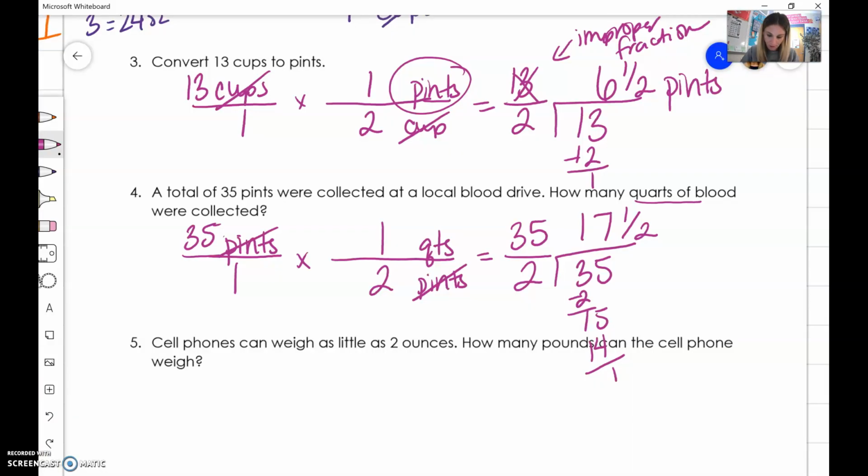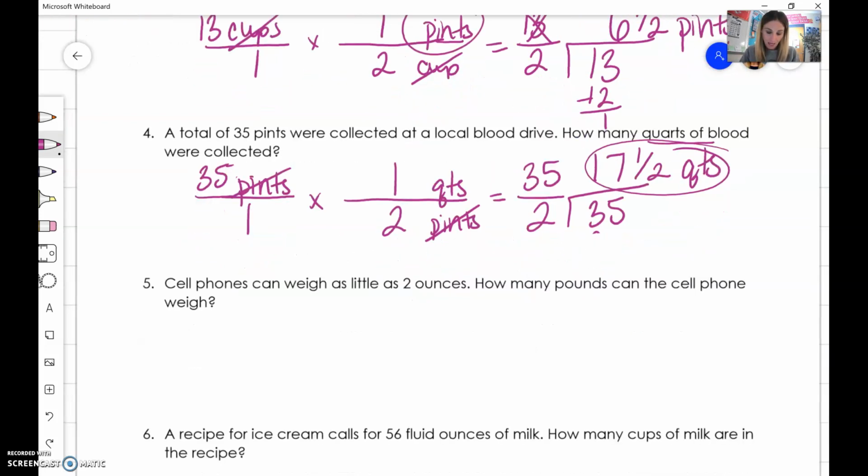Oh my goodness, what just happened? There we go. Which means I have 17.5 quarts. 17.5 quarts. Okay. All right.